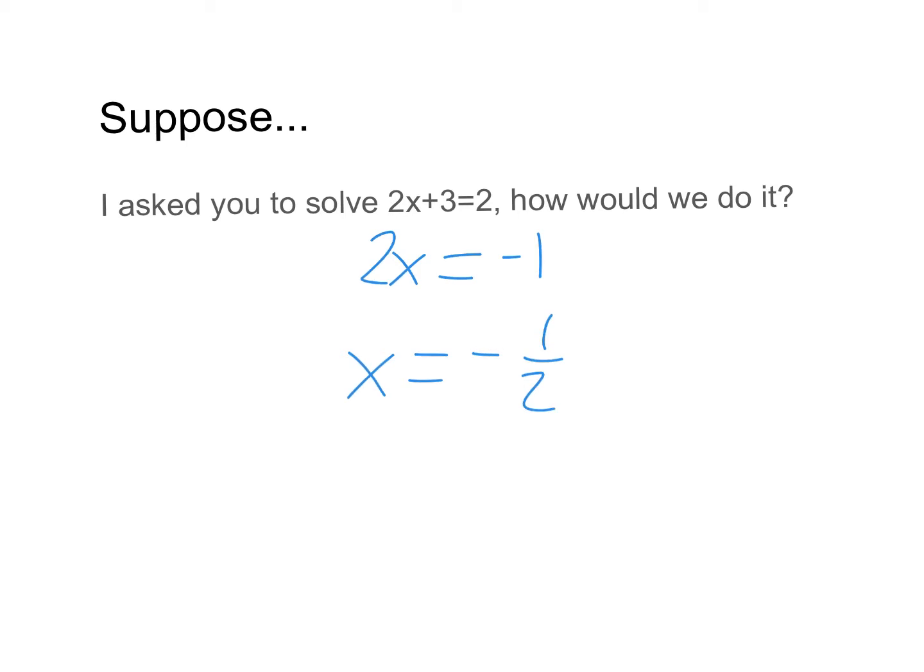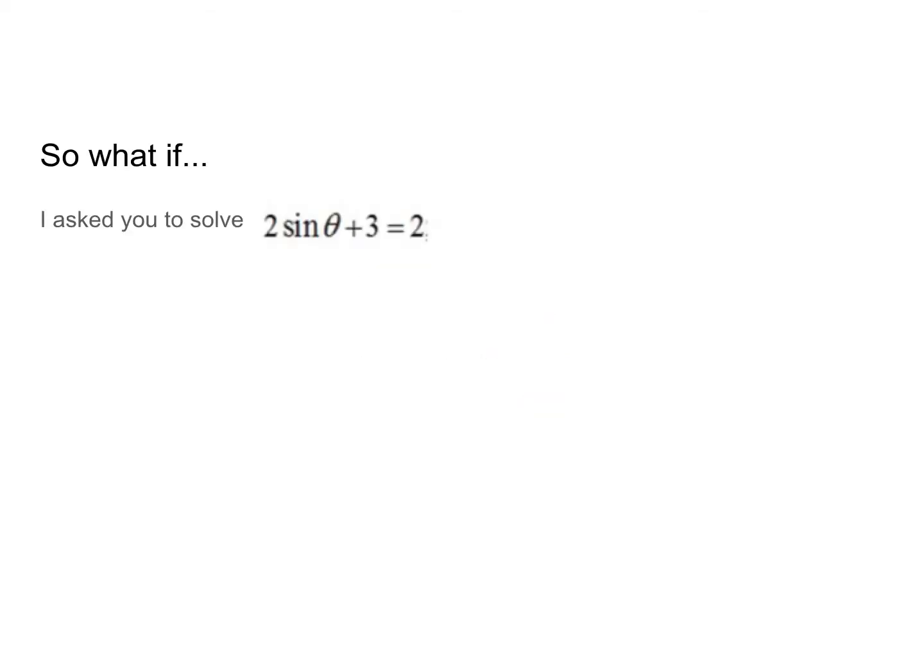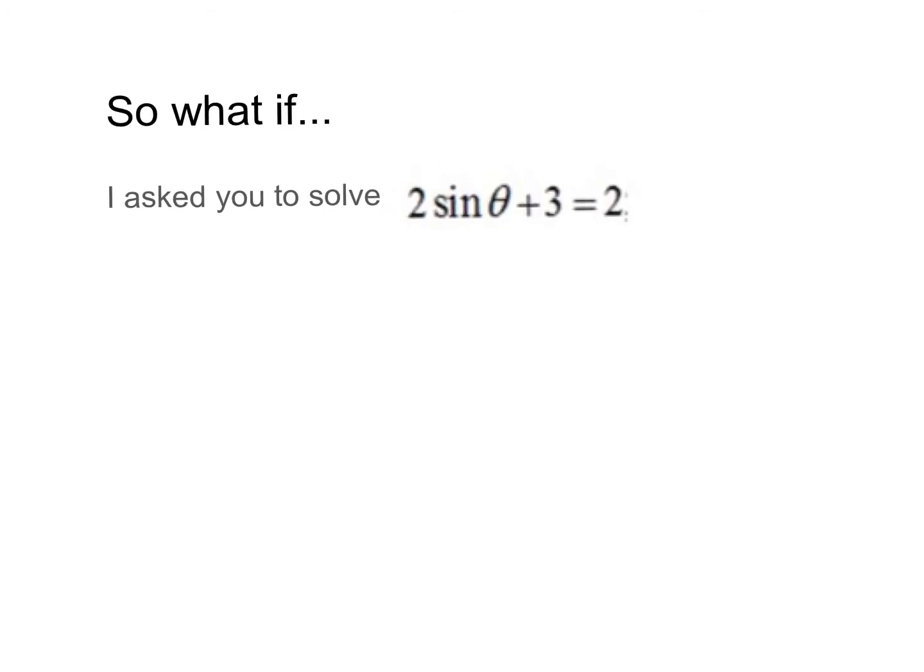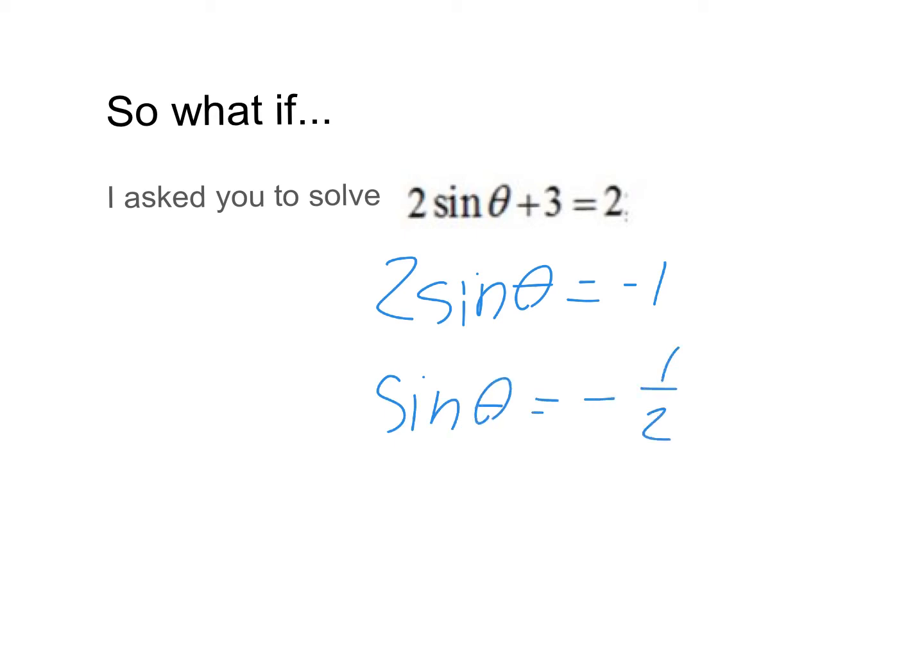Easy, right? Now suppose I wanted you to instead solve 2 sine of theta plus 3 equals 2. We're going to follow the same process. We're still going to subtract 3 from both sides, giving us 2 sine of theta is equal to negative 1. I'm still going to divide both sides by 2, which will give me sine of theta is equal to negative 1/2. And now just look at my unit circle to find out what thetas have a sine of negative 1/2.